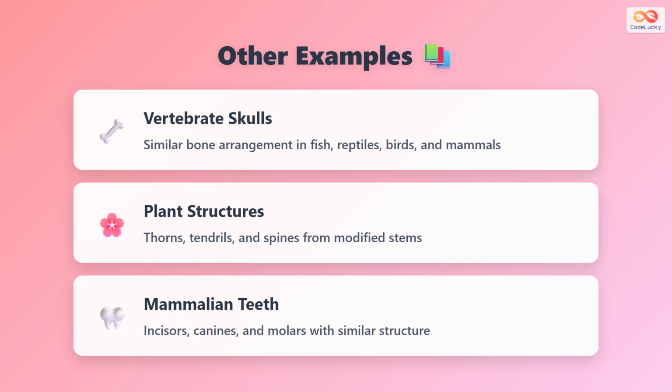Vertebrate limbs aren't the only example of homologous structures. Consider vertebrate skulls, which show similar bone arrangements in fish, reptiles, birds, and mammals. Or plant structures, where thorns, tendrils, and spines are all modified stems serving different purposes. Even mammalian teeth, like incisors, canines, and molars, share similar underlying structures despite their different shapes and functions.